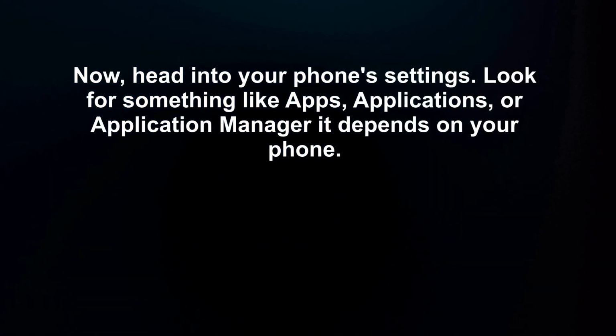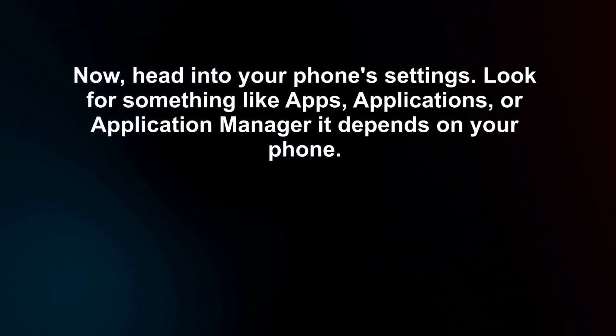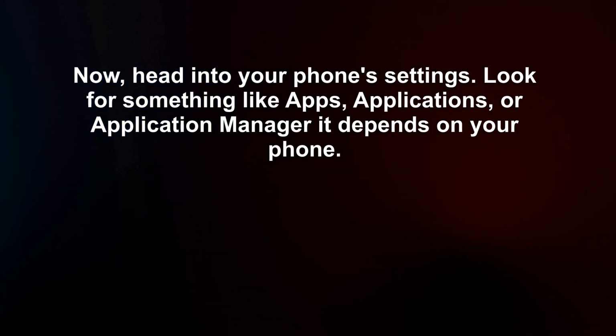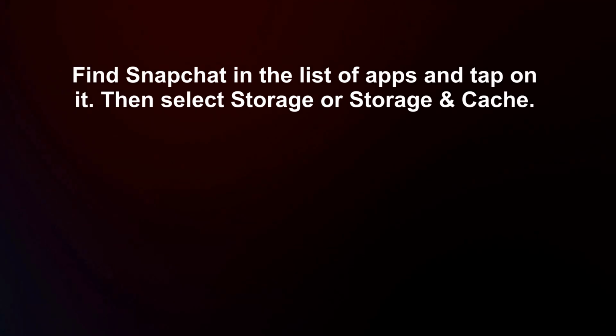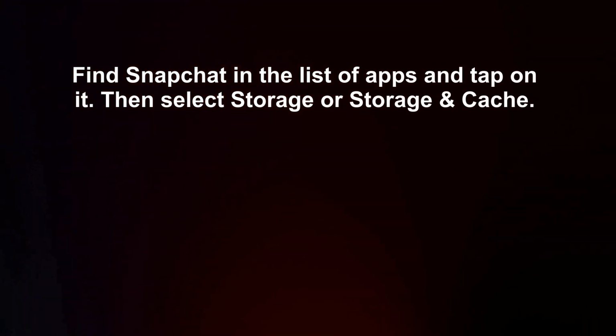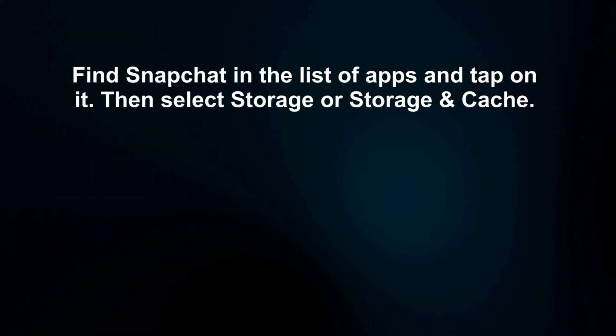Now, head into your phone settings. Look for something like Apps, Applications, or Application Manager. It depends on your phone. Find Snapchat in the list of apps and tap on it. Then select Storage or Storage and Cache.